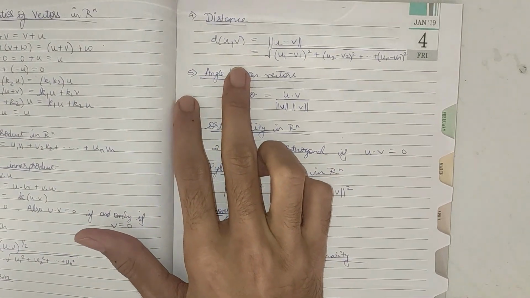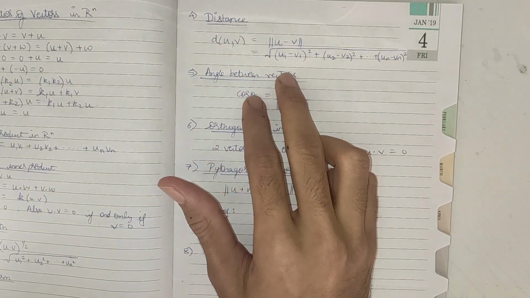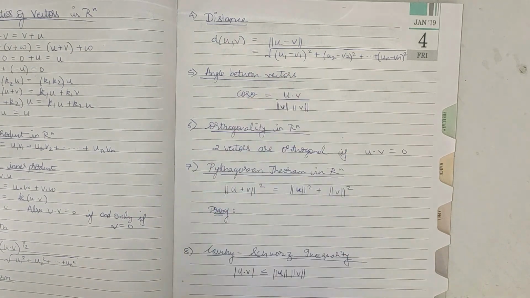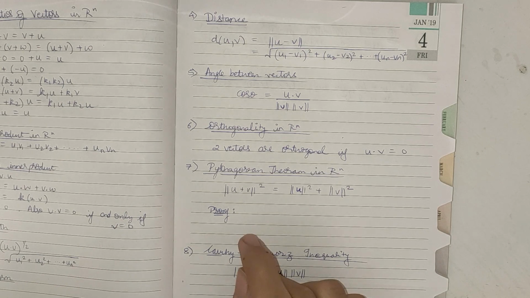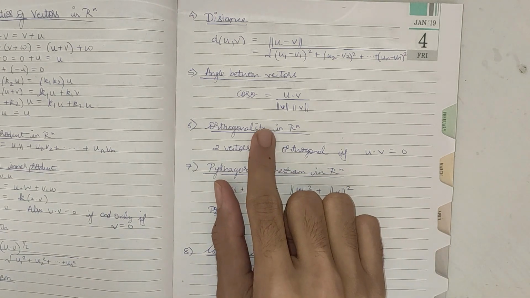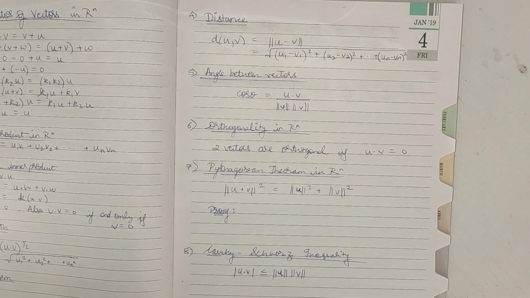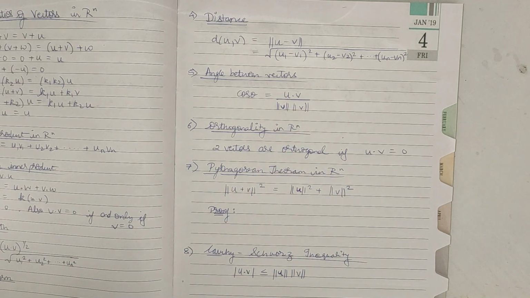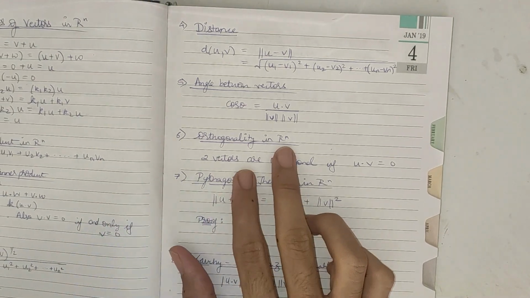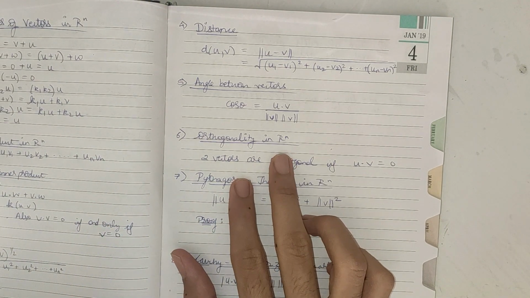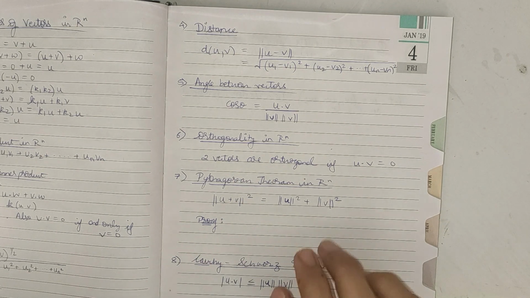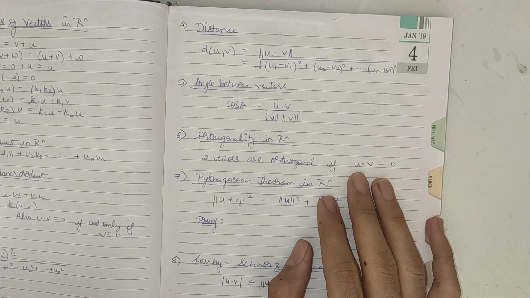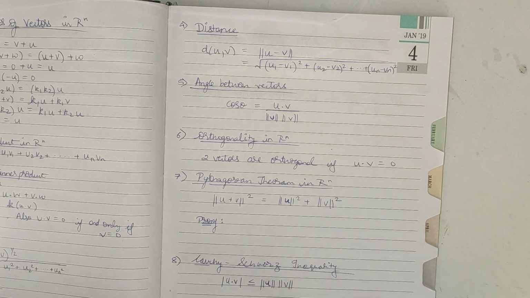The distance property tells us that the distance between two vectors is similar to the Euclidean distance, that is square root of summation of u1 minus v1 whole square and so on. Now the angle between the two vectors is given by cos theta, which is the dot product of two vectors u and v divided by the product of the norms of the vectors. Orthogonality in Rn. In an n-dimensional space, that is Rn, two vectors are said to be orthogonal if their dot product is 0. So u and v are orthogonal if u dot v is 0.